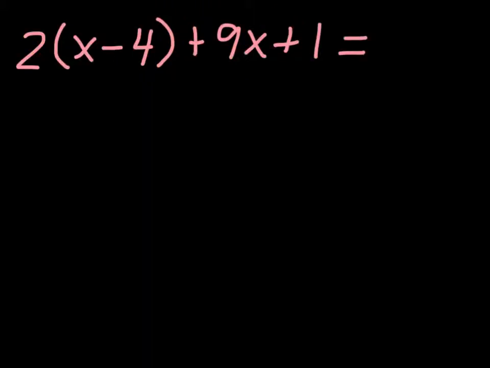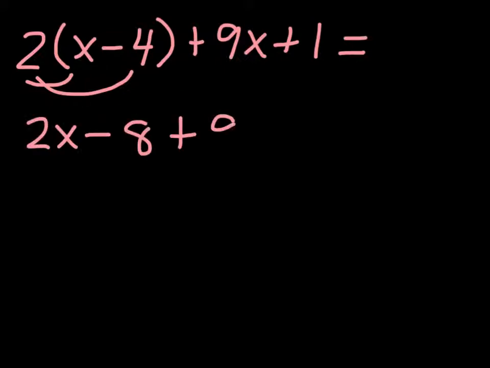Now let's move on to slightly more complex expressions. We're going to simplify some expressions that contain parentheses now. So here is our sample problem: 2 times the quantity x minus 4, plus 9x plus 1. The first thing we'll want to do is make use of the distributive property. Let's move this 2 into these two terms so that we can figure out exactly what we're working with. So we have 2x minus 8 plus 9x plus 1.